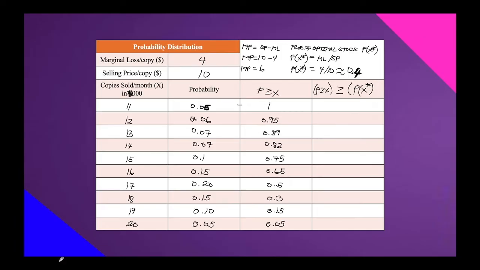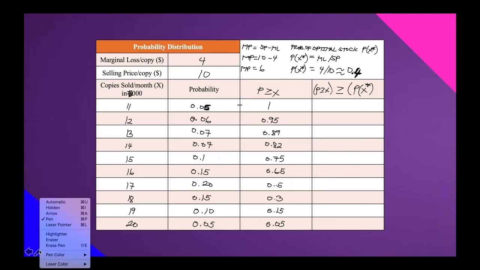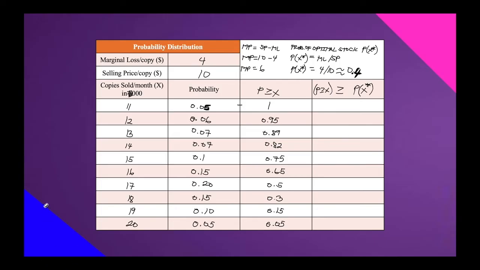Okay. So, ano naman ang ibig sabihin nito? I'll just delete the extra na parenthesis. Anong ibig sabihin nito? So, dito, we are going to decide if ever na yung value ba natin dito sa column na to is greater than or equal to the P of X asterisk, which is our probability of optimal stock, which is 0.4. No, malinaw, 0.4.